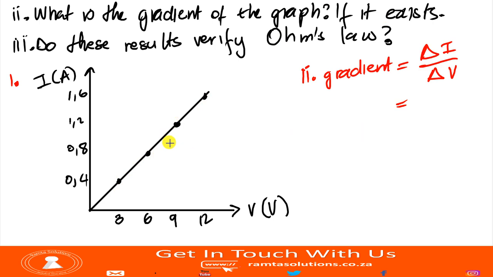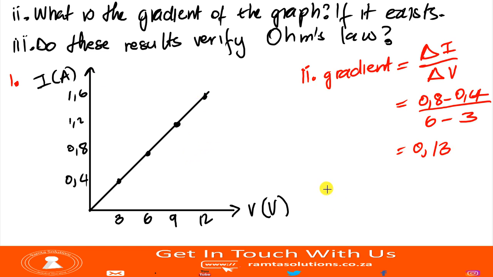Okay, so what is it? It's 0.8 minus 0.4. What is it? V, it's 6 minus 3. What do we get? Let's see. I'm going to write it correct to 2 decimal places. So it's 0.4 over 3. This is 0.13. Okay? This is 0.13. Remember, guys, this quantity does not represent resistance. It represents 1 over R.